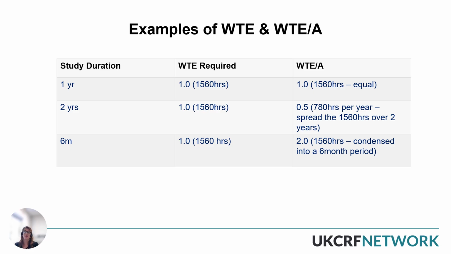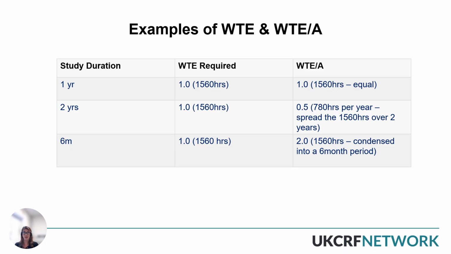Now, if the sponsor had come to us to say, right, same amount of patients, same activities, but we need to get everything done within 6 months, we still require one whole time equivalent of staffing, so 1,560 hours to deliver the study. But what we're doing now is condensing those annualized hours into a 6-month period. So in this instance, our whole time equivalent per annum is going to be 2. So overall, the amount of staff hours we need is exactly the same. We're just condensing it into a shorter period.